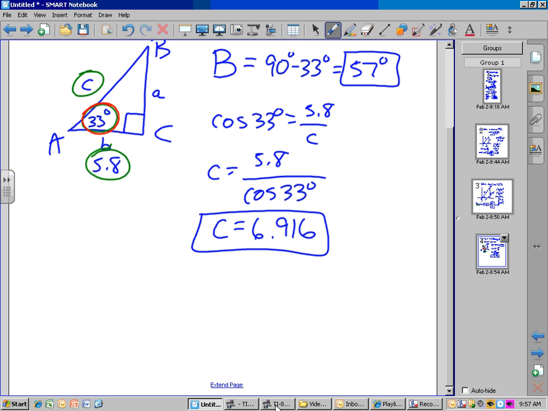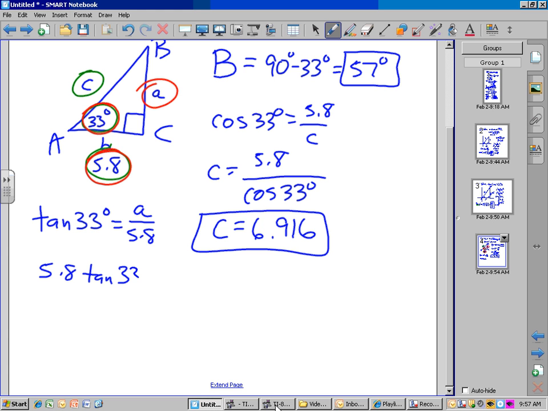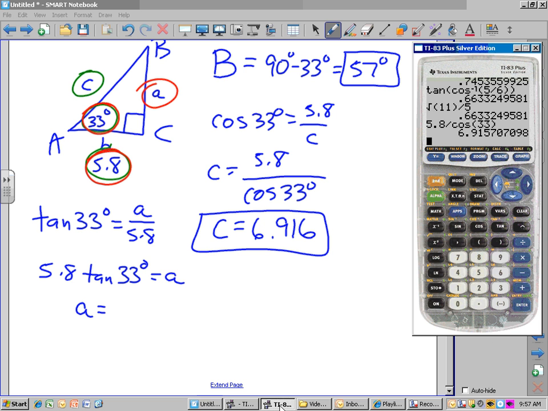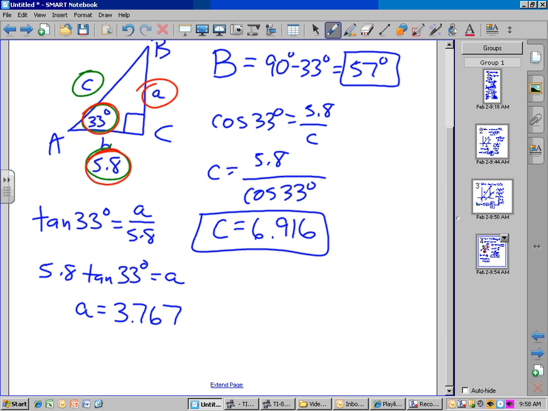I have 33, I have 5.8, I have A. What trig function will solve that? Tan of 33 degrees equals A over 5.8. So 5.8 tan of 33 degrees equals A. 5.8 tan 33 is 3.767. Just like you did on the test, right?